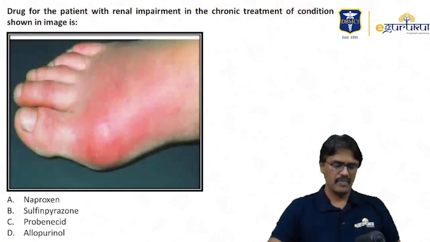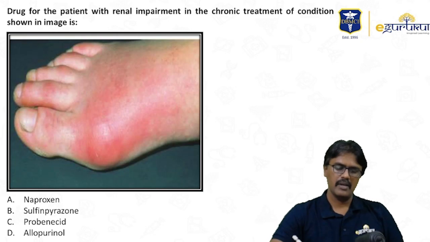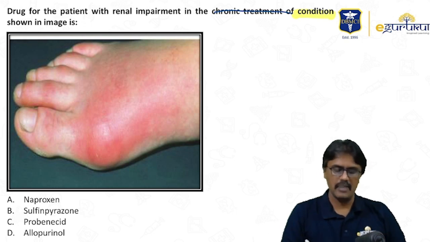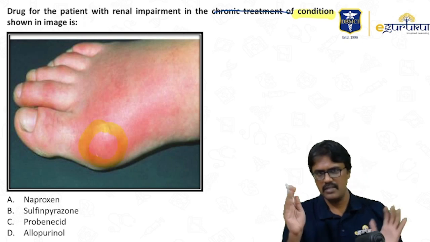Now moving on to the next question. Drug for the patient with renal impairment in chronic treatment of the condition shown in the image. Now, please remember it's an image of foot, and you can see that redness and swelling of first metatarsophalangeal joint.